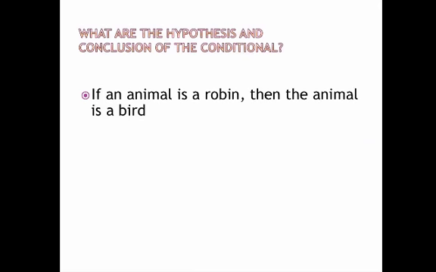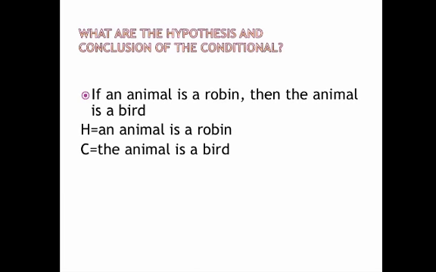Alright, so if we look at this, what are the hypothesis and conclusion of this conditional? If an animal is a robin, then the animal is a bird. Well, the part following the if statement is an animal is a robin, so that would be your hypothesis, and the part following the then statement is the animal is a bird, so that would be your conclusion.